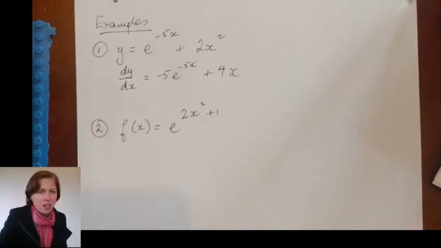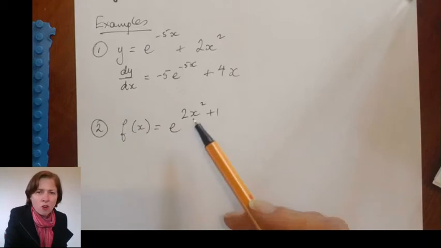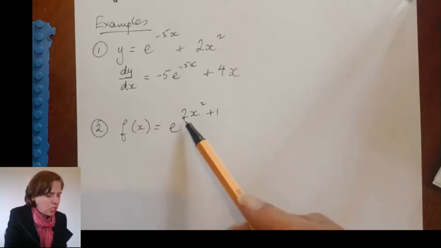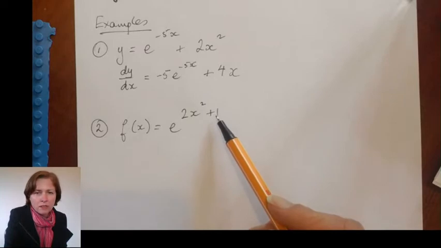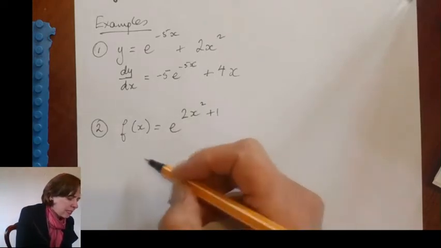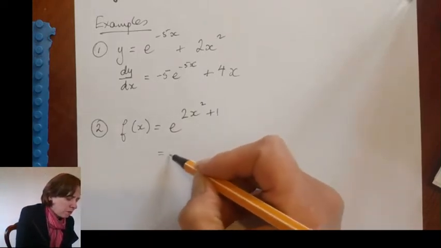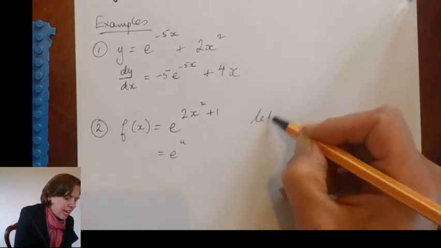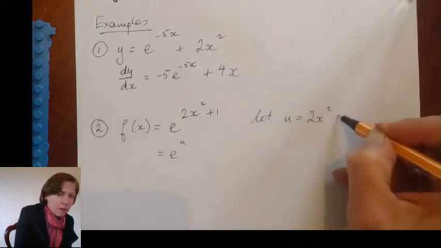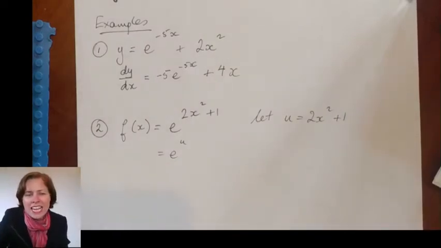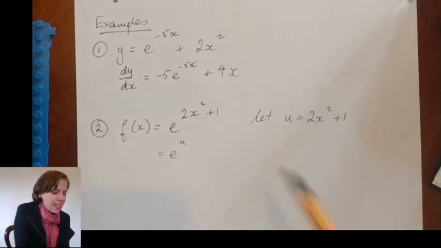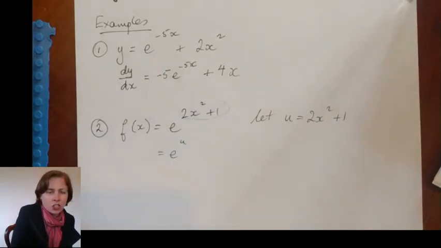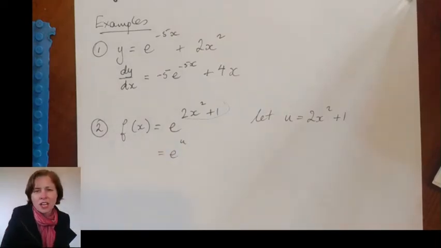All right, example 2 looks a little bit different, and that's because what I have here is a composite function. I've got e to the power of another function, and that function is 2x squared plus 1. I could rewrite this as e to the power of u if I say let u equal 2x squared plus 1. So the key here to answering this question is identifying that what I've got is a composite function and that this here is the inside function and e to the x is the outside function.